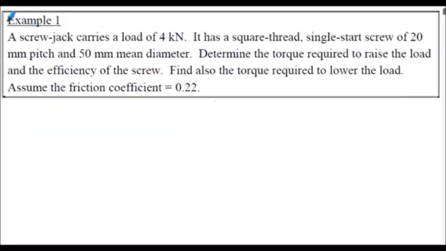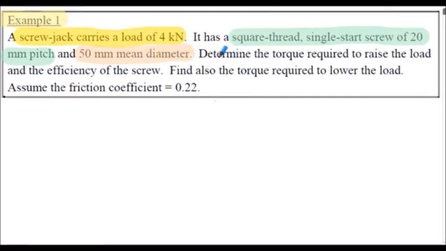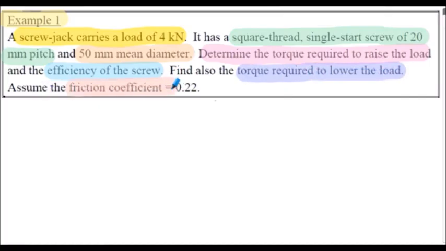Let's consider example 1. A screw jack carries a load of 4 kilonewtons. It has a square thread, single start screw of 20 millimeters pitch, 50 millimeters mean diameter. We're asked to determine the torque required to raise the load and the efficiency of the screw. We're also asked to determine the torque required to lower the load. The friction coefficient is given as 0.22.